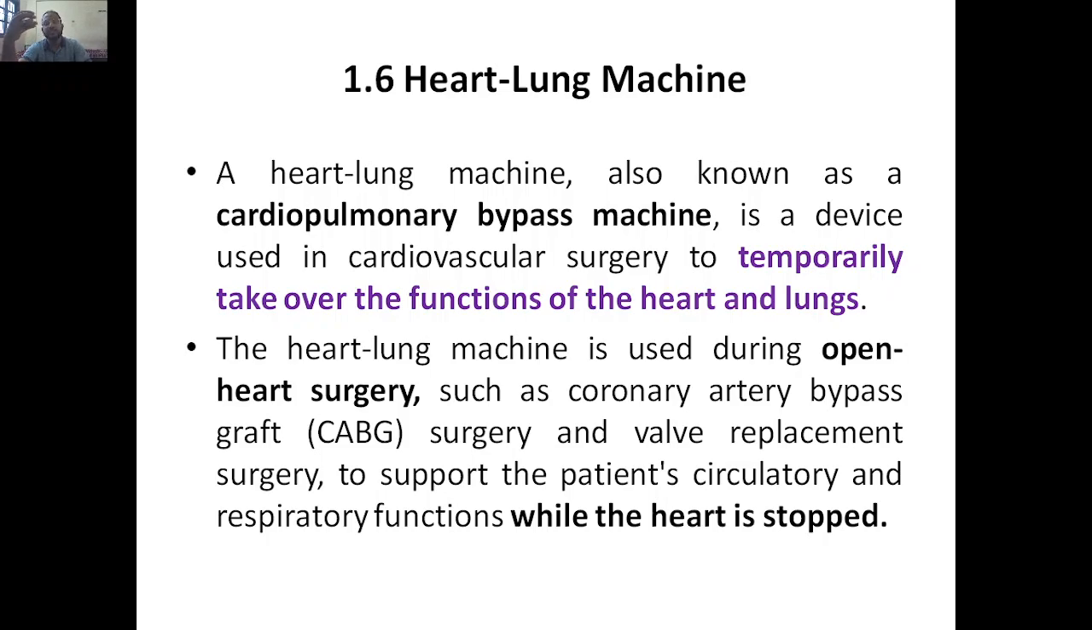Next, to support the patient's circulatory and respiratory function while the heart is stopped. So whatever the situation might be, if the heart and lung functions are stopped, most probably during the time of surgeries, any kind of surgeries, then we are using the heart lung machine. Understood? So what the heart lung machine is, we saw in the first point.